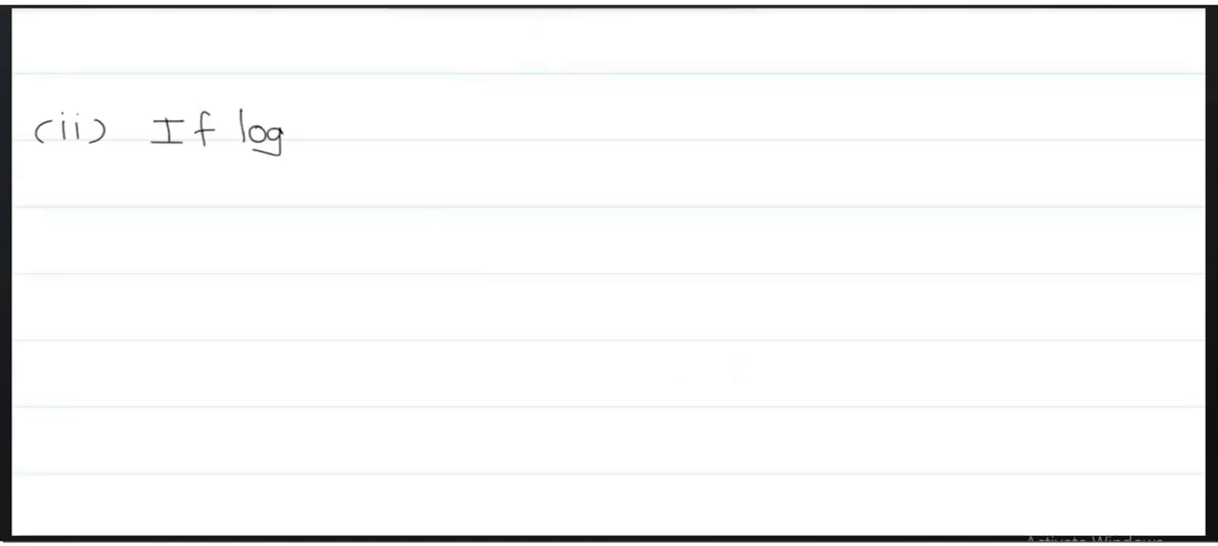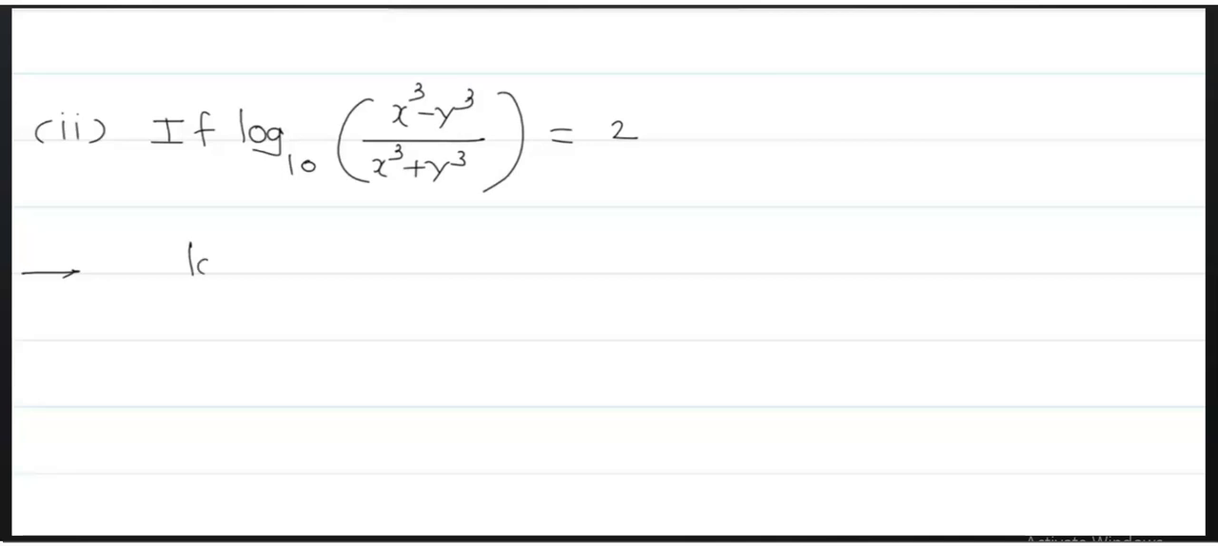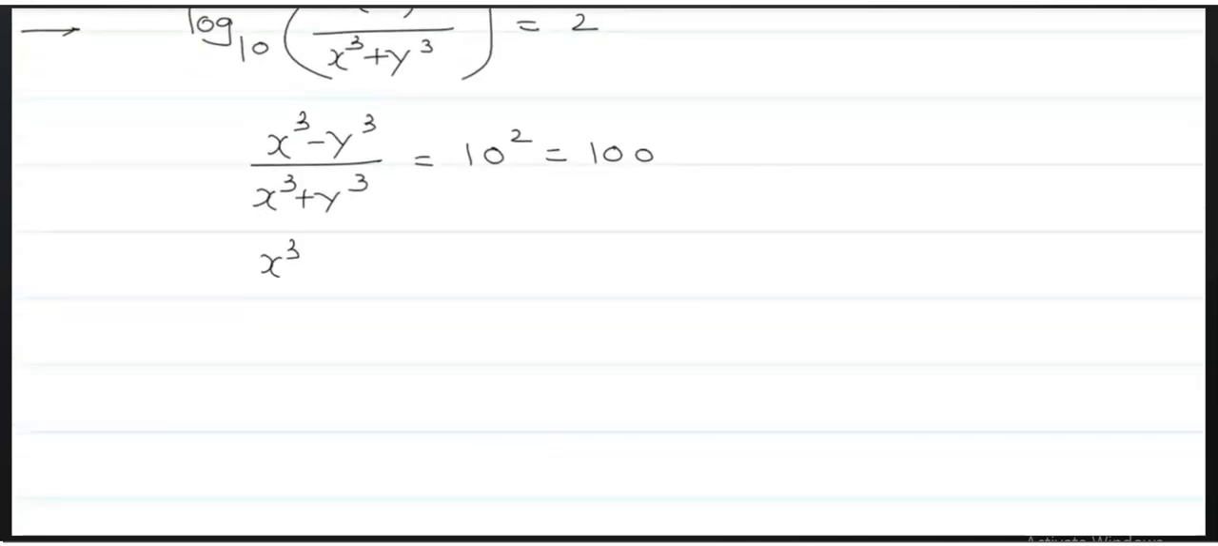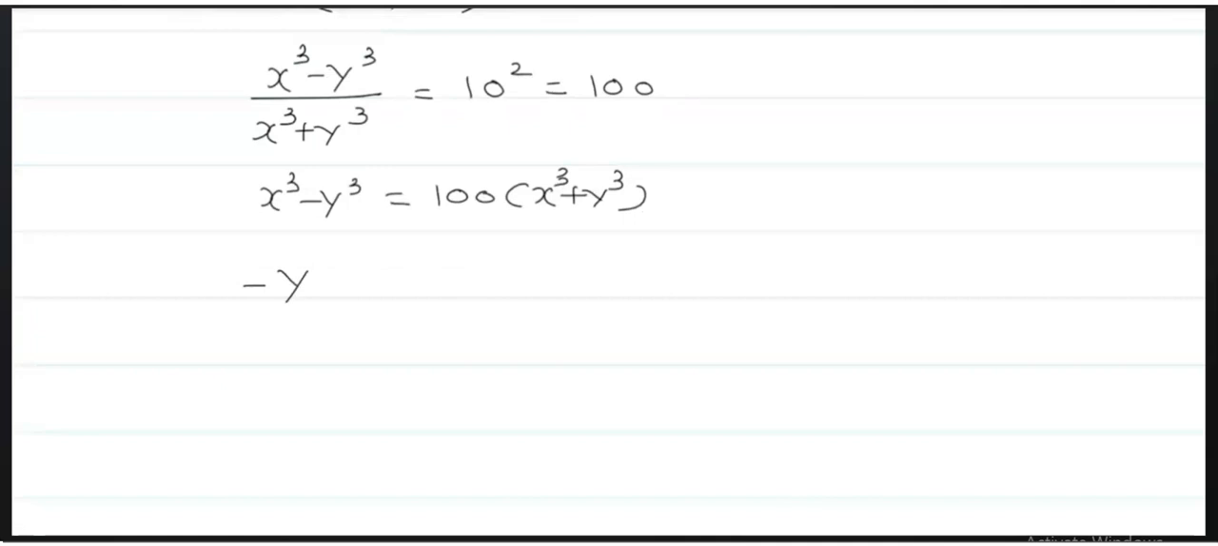If log of (x cube minus y cube) upon (x cube plus y cube) to the base 10 is equals to 2, then prove that dy by dx is equals to minus 99x square upon 101y square. This we want to prove. Ten raised to 2, that is 100.